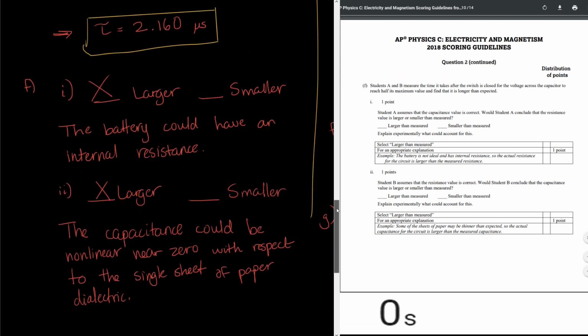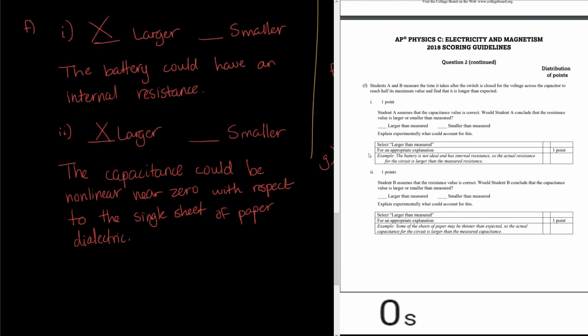All right, part F. Student A assumes the capacitance is correct. Would they conclude the resistance is larger or smaller? Larger. With the appropriate explanation, the battery is not ideal and has internal resistance. The actual resistance for the circuit is larger than the measured resistance. Bam. That's a point that we definitely earned. Part 2. Larger. For an appropriate explanation, some of the sheets of paper may be thinner than expected, so the actual capacitance for the circuit is larger than the measured capacitance.